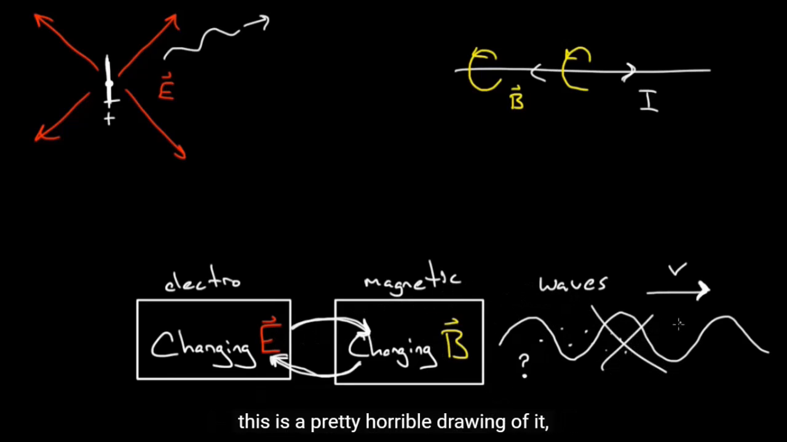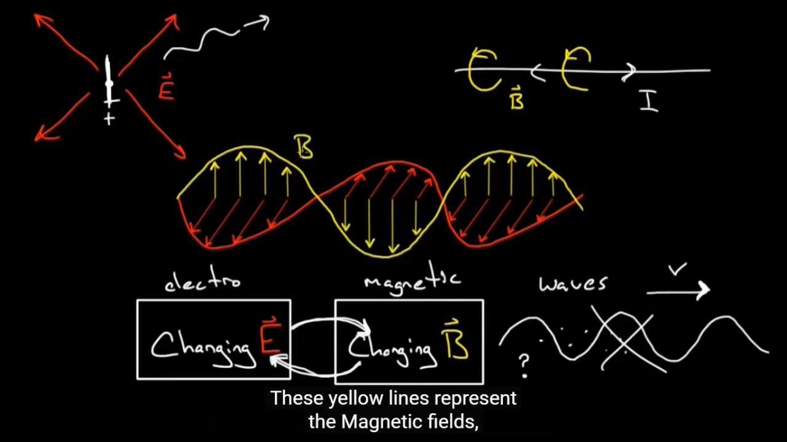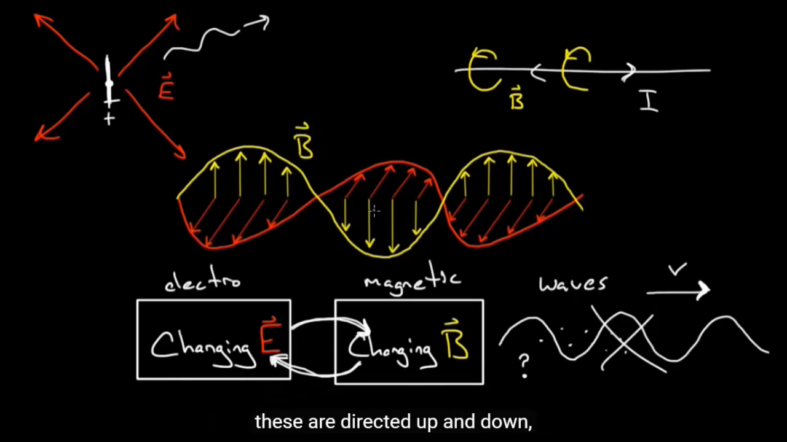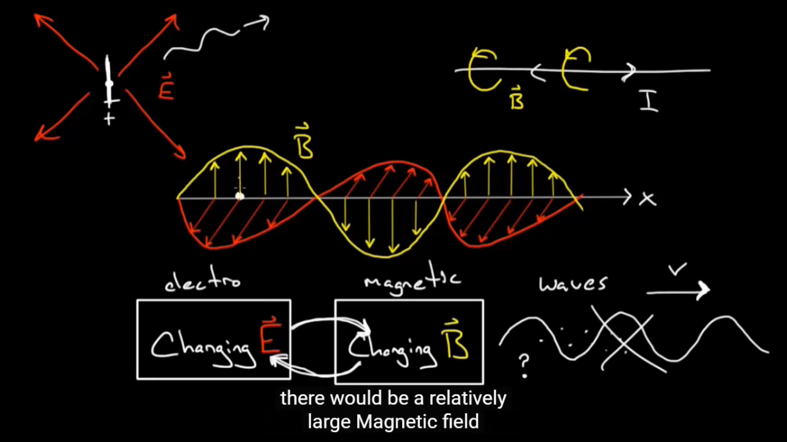This is a pretty horrible drawing of it. It looks a little bit more like this. These yellow lines represent the magnetic fields. These are directed up and down. They point up and down. They don't stick out up and down. I just have to draw it that way, but what I'm trying to say is that at this point right here, it's not that there's a magnetic field that sticks up, it points up. And I just draw it with a bigger vector to show that at this point right here, along this axis, which could be, say, the x direction, there would be a relatively large magnetic field, and it would point up.